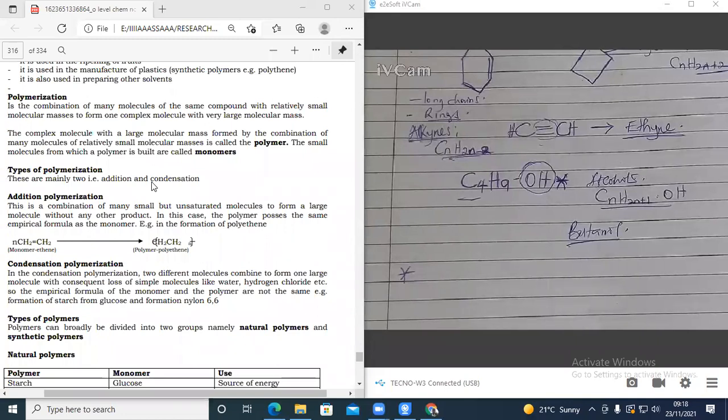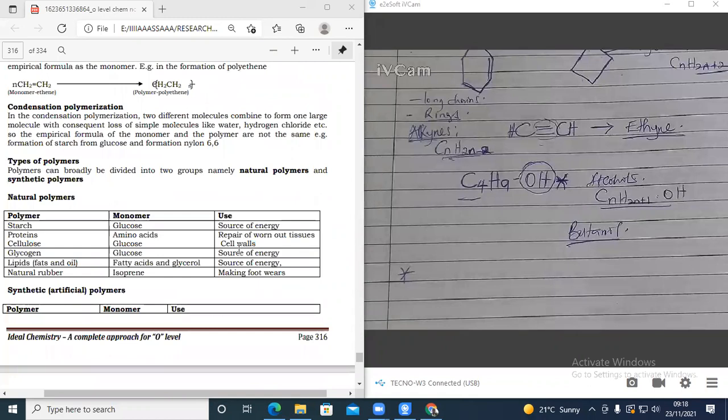What we call vulcanization of rubber. What is vulcanization of rubber? Vulcanization is the heating of rubber with sulfur. Yeah, thank you very much. So vulcanizing something, we are heating rubber with sulfur. That is a good idea.